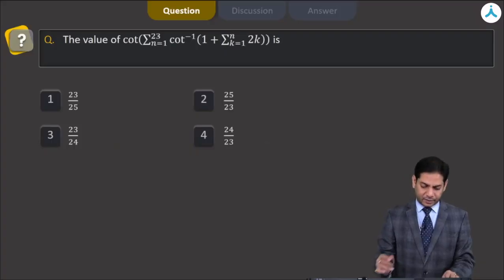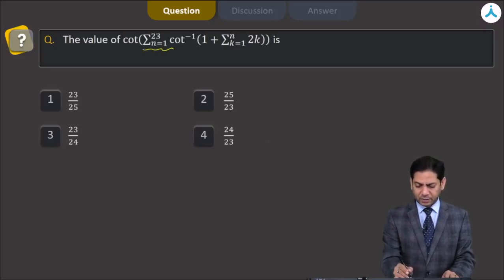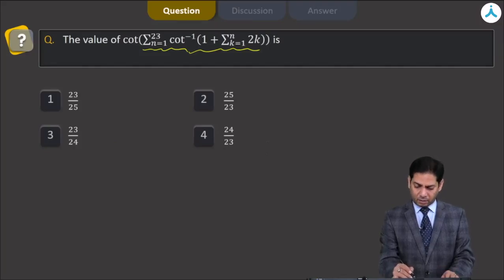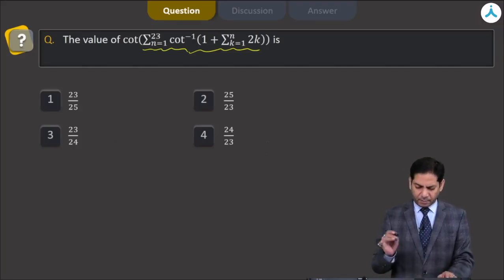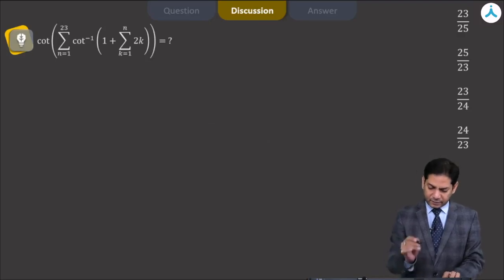Dear students, in this problem, we have to find the value of cot of something which is a summation over n is equal to 1 to 23 of some expression involving cot inverse, which also again involves the summation. Let's take it one by one. This is the given expression.